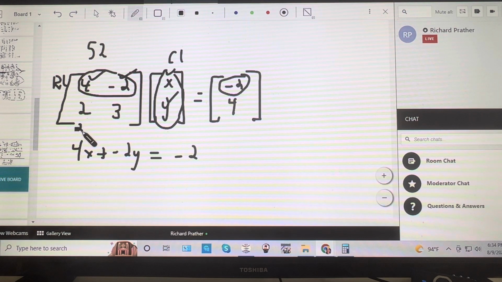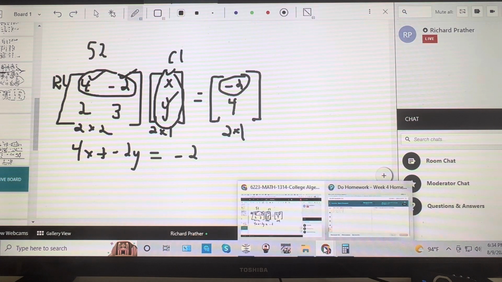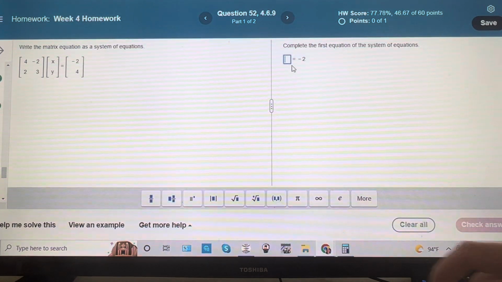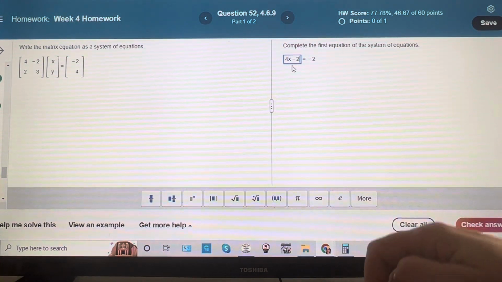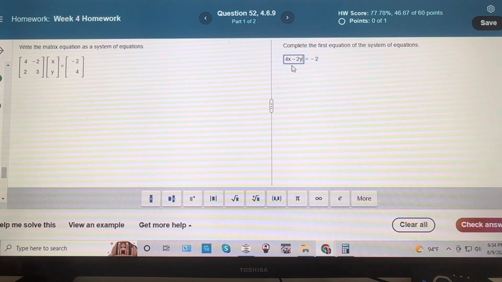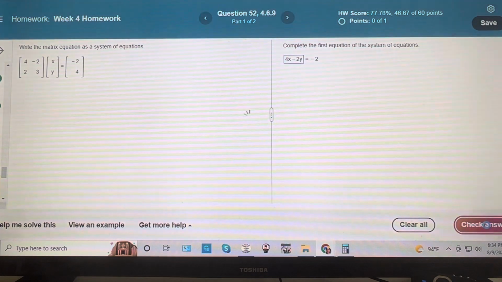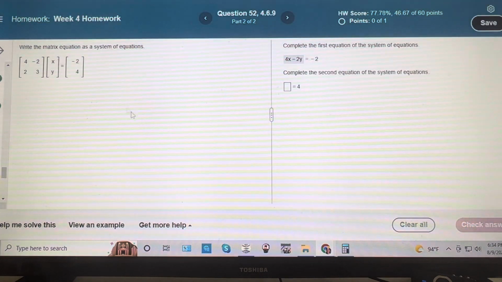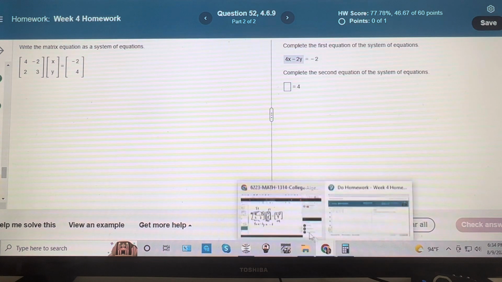Because we're doing a 2 by 2 times a 2 by 1, the answer is a 2 by 1. The answer we're getting doesn't even go together, but it will match the answer of this side. So it's literally changing this back to a system of equations. 4x minus 2y has to equal the -2. And then do the same thing with the other row.